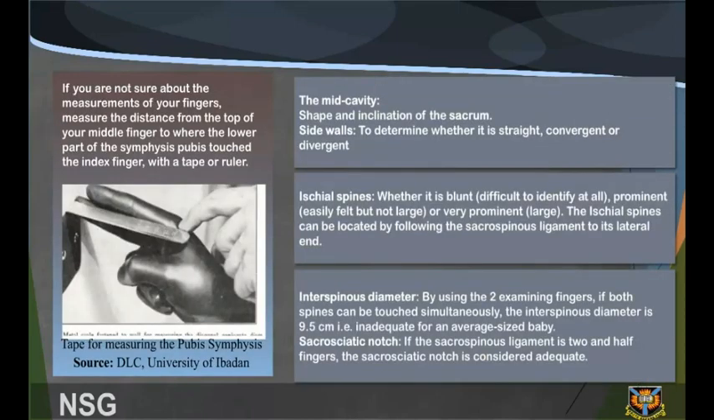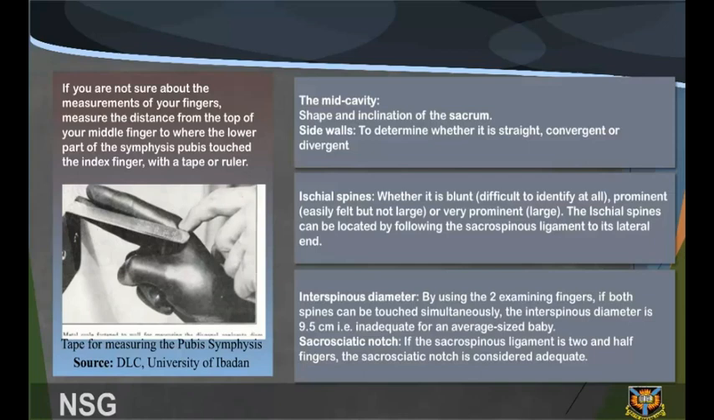If you are not sure about the measurement of your fingers, measure the distance from the top of your middle finger to where the lower part of the symphysis pubis touches the index finger with a tape or ruler. Mid-cavity: assess the shape and inclination of the sacrum and the side walls to determine whether they are straight, convergent or divergent. Ischial spines: whether blunt, difficult to identify at all, prominent (easily felt but not large), or very prominent and large. The ischial spines can be located by following the sacrospinous ligament to its lateral end.